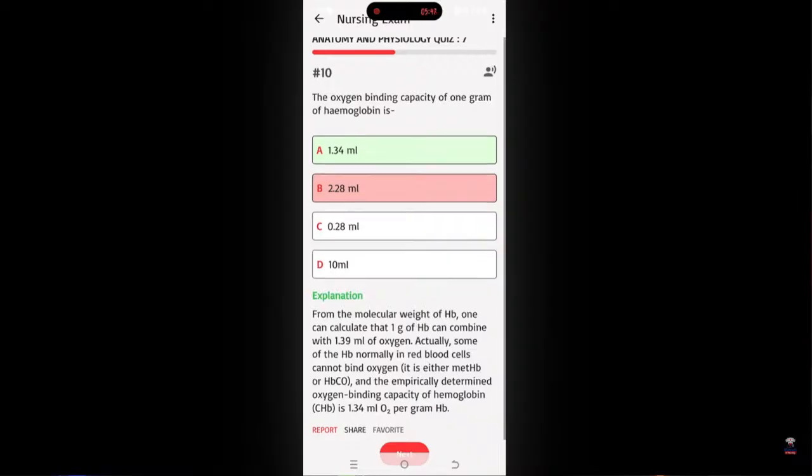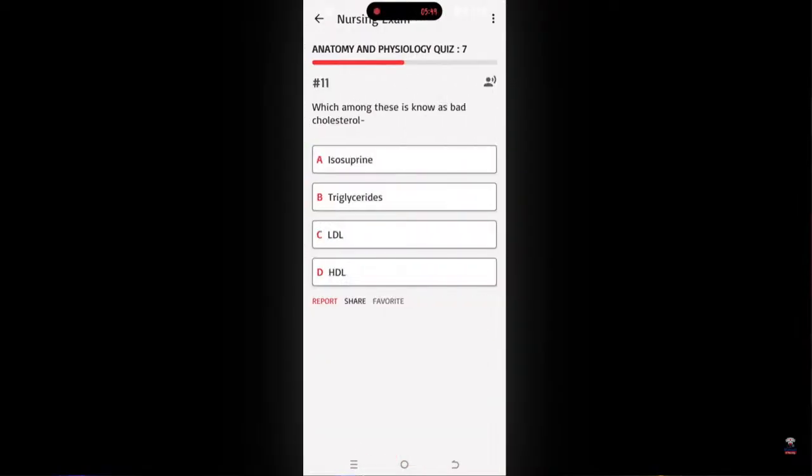Which among these is known as bad cholesterol? A. Isosuprine. B. Triglycerides. C. LDL. D. HDL. Correct answer: C.